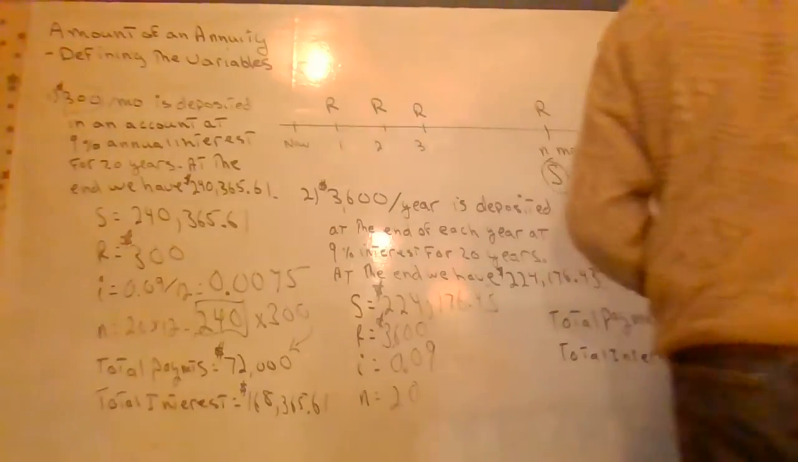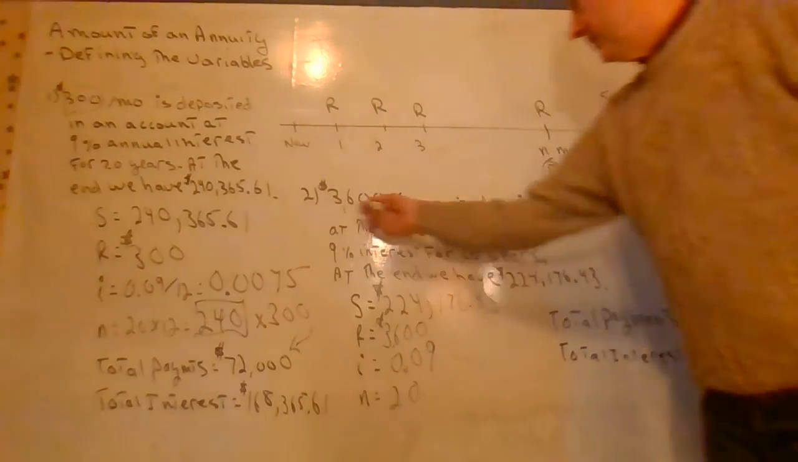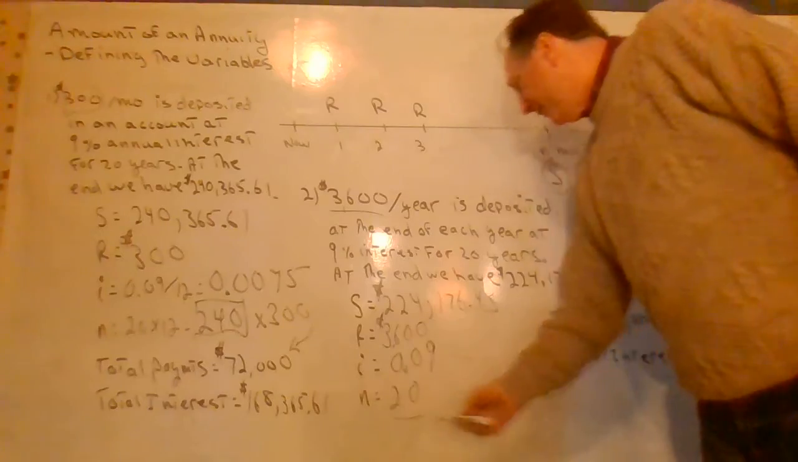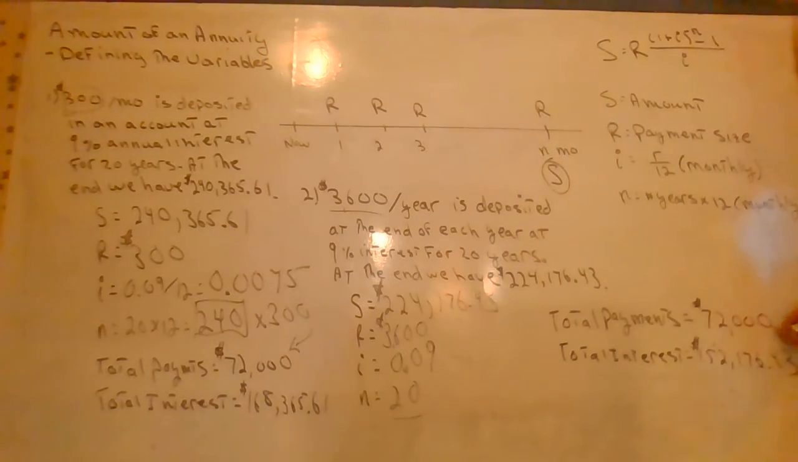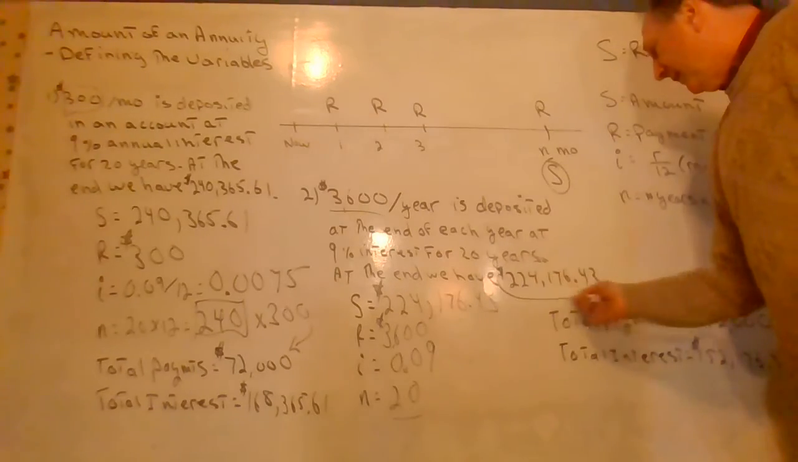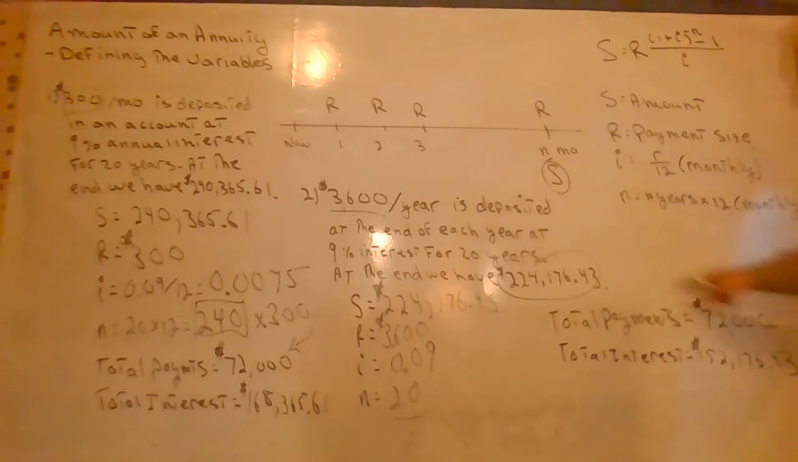Total payments, you can multiply 3,600 times 20 to figure out 72,000. How much interest did you earn? Well, that's what you take out, that's what you put in, subtract the two, gives you $152,176.43.